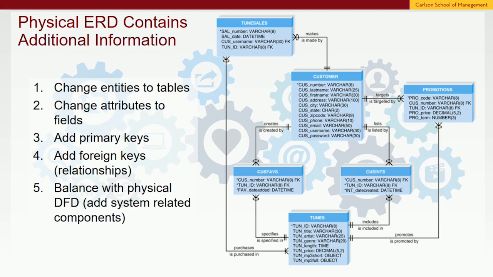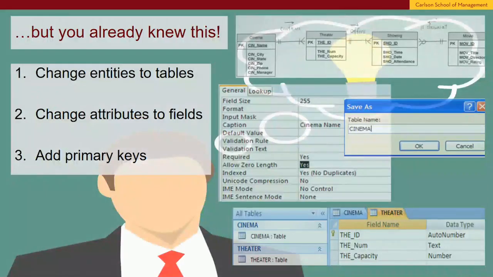You can see, though, that the physical entity relationship diagram has some extra components to it. So in this case, we see that the fields often have data types associated with them. We also see that foreign keys are included. So for example, you see the tune ID is included in the tune sales entity. And then finally, we balance this diagram with the physical DFD as a way to double check and make sure that we haven't forgotten anything.